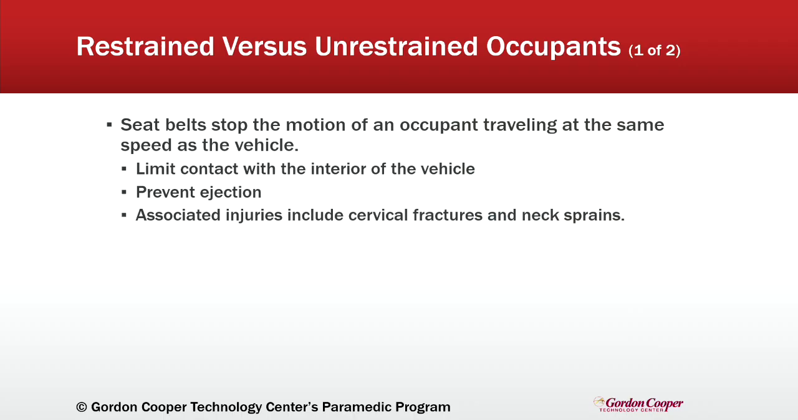Seat belts halt the motion of the occupants traveling at the same speed of the vehicle. They reduce contact with the interior of the vehicle by helping prevent ejection. They also distribute those deceleration forces over a larger area of the body. They can prevent occupants from colliding violently with each other inside the vehicle as well as the interior components of the vehicle. And injuries specifically linked to seatbelt use can include cervical fractures as well as neck sprains and strains.